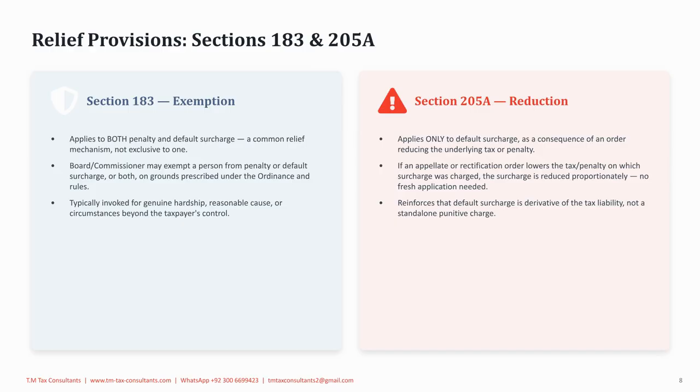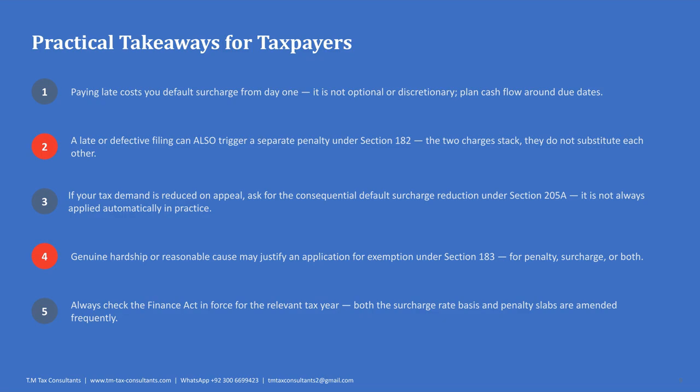Relief mechanisms are available. Section 183 provides exemptions from both penalties and surcharges in cases of genuine hardship. Section 205A allows for the reduction of the default surcharge if the underlying tax liability is lowered through an order or rectification. In summary, plan your cash flow to avoid default surcharges as they accrue daily.